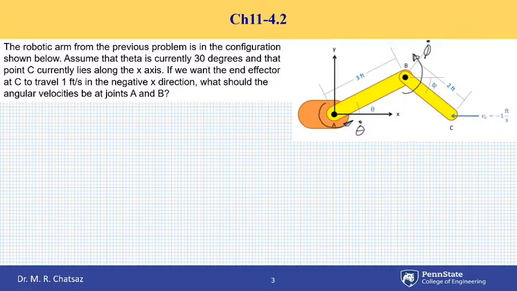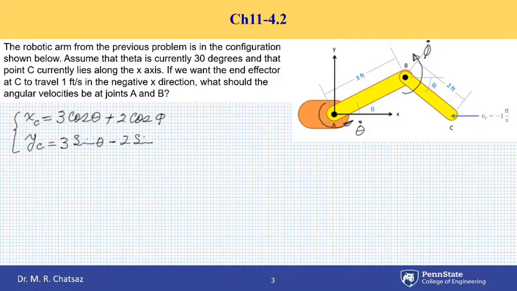So let's begin by writing x and y coordinates of point C in terms of the geometry. X sub C equals 3 cosine of theta plus 2 cosine of phi. Y sub C equals 3 sine theta minus 2 sine phi. And for the position shown, y sub C is 0.